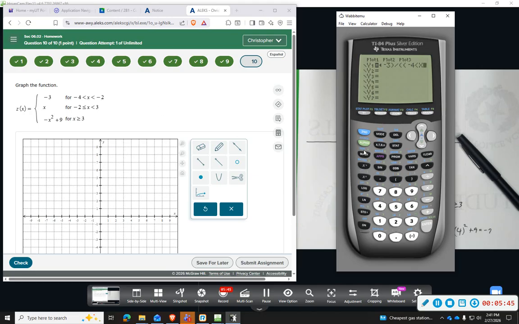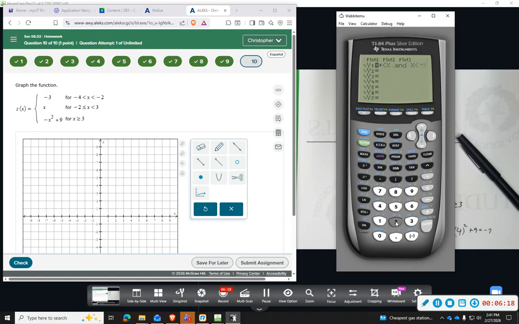-2. So if we go second math, arrow over to logic, and then you have to do this and, because we have two sections. You have to do it separate, otherwise it does not work. So we're going to do -4 less than x, keeping that orientation the same, and then we're going to do and x is less than -2.